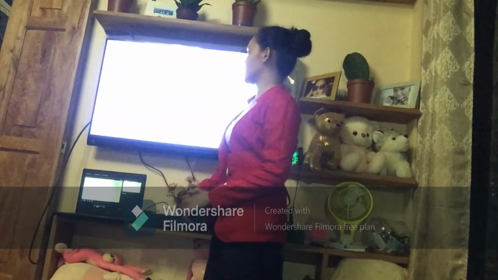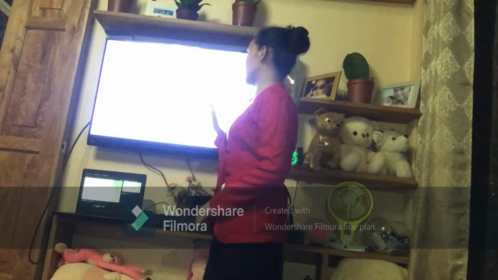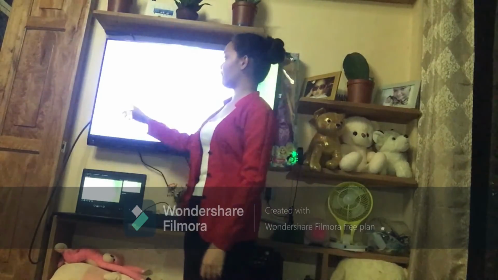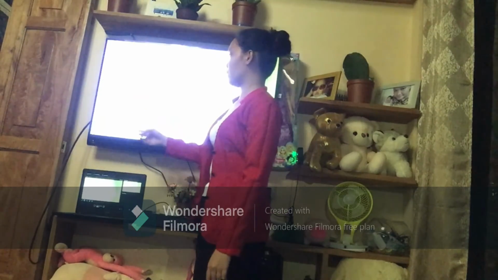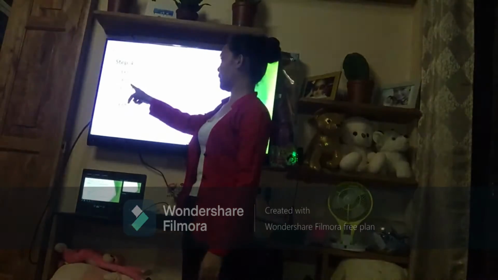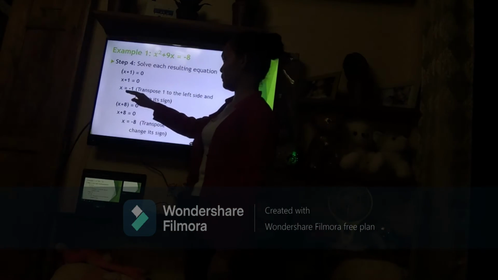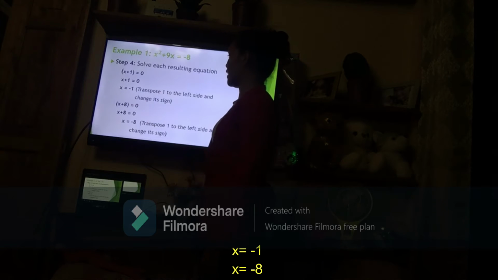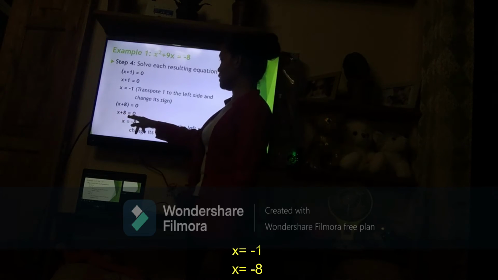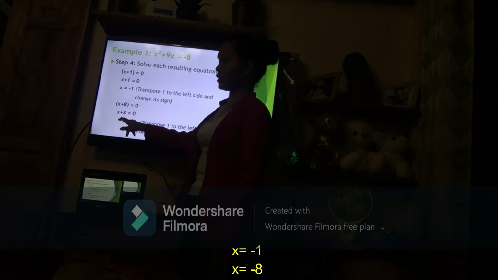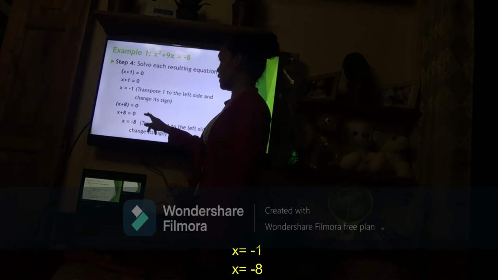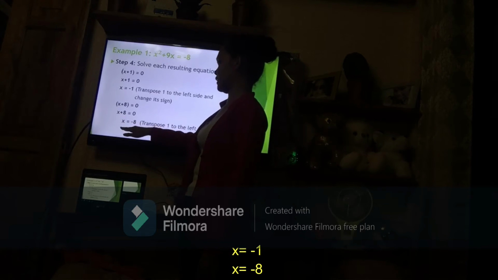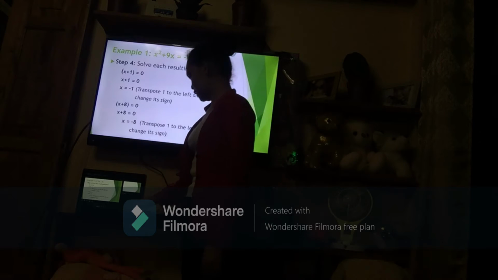And now we will proceed to step 4, solve each resulting equation. So we have x plus 1 is equal to 0. We will just transpose the positive 1 to the right side, so it will become negative 1. x is equal to negative 1. And then x plus 8 is equal to 0. Again, we will just transpose the positive 8 to the right side and change the sign, so it will become negative 8. So our x is negative 8.